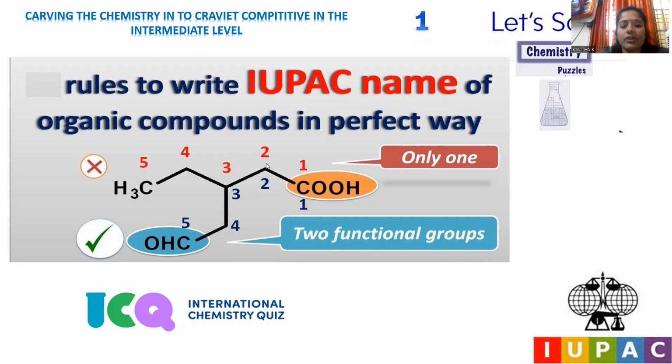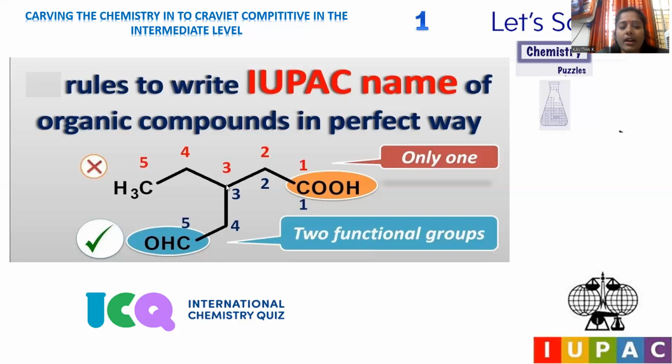There is a possibility to give the numbering 1, 2, 3, 4, 5, or else 1, 2, 3, 4, 5 in the other direction. The numbering has to be given in accordance with the functional groups. Here, if you see methyl and aldehyde, obviously the carboxylic acid group gets the higher priority, both being 5 carbon chains, and we have to number in this direction only. The carbon of the carboxylic acid will get number 1. Second, third, fourth, and fifth will follow, with the aldehyde at the end. This is the correct order of numbering, and this becomes the parent chain.